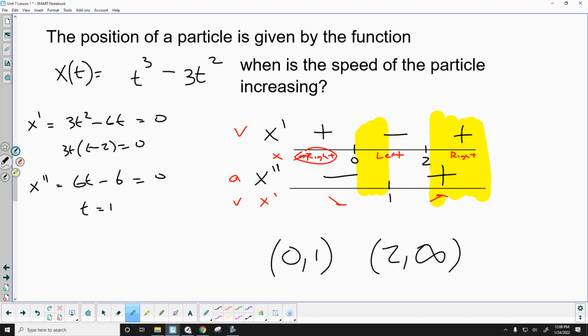Okay. Signs of x prime and x double prime need to be the same. We need to be increasing concave up or decreasing concave down, and that is speeding up. Okay?